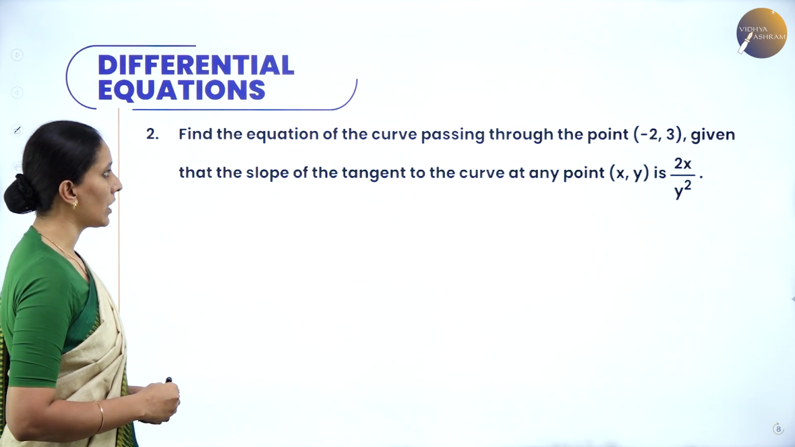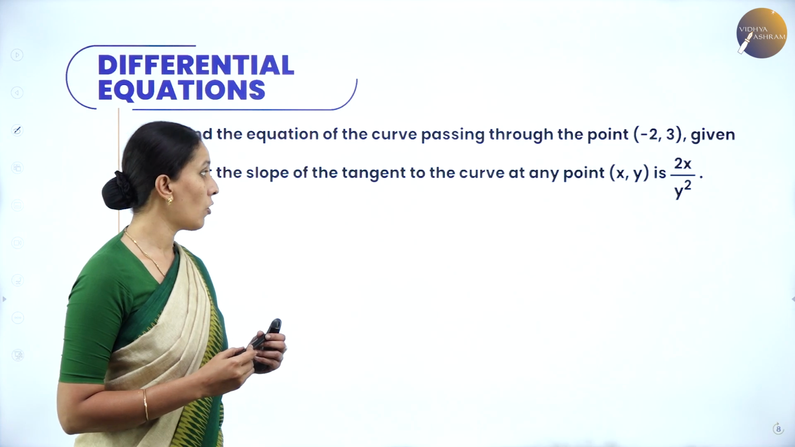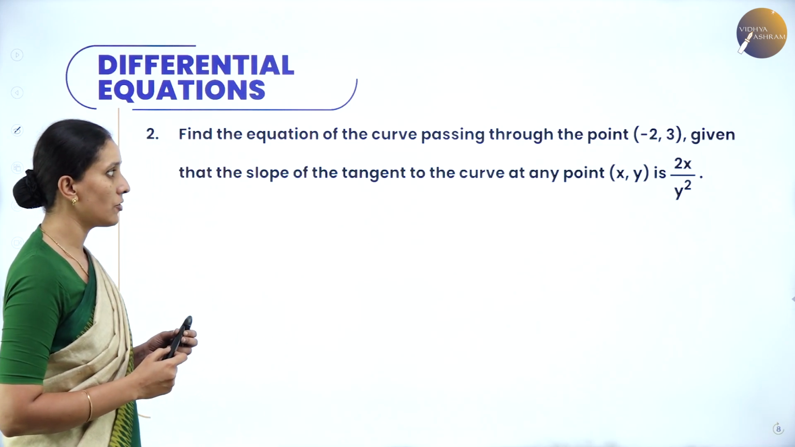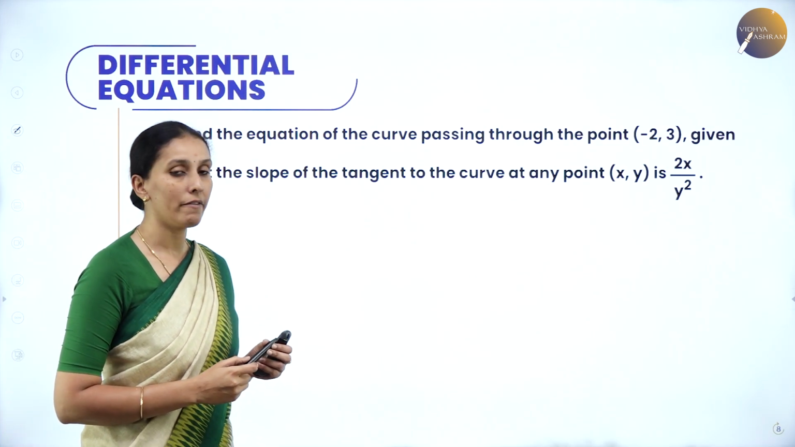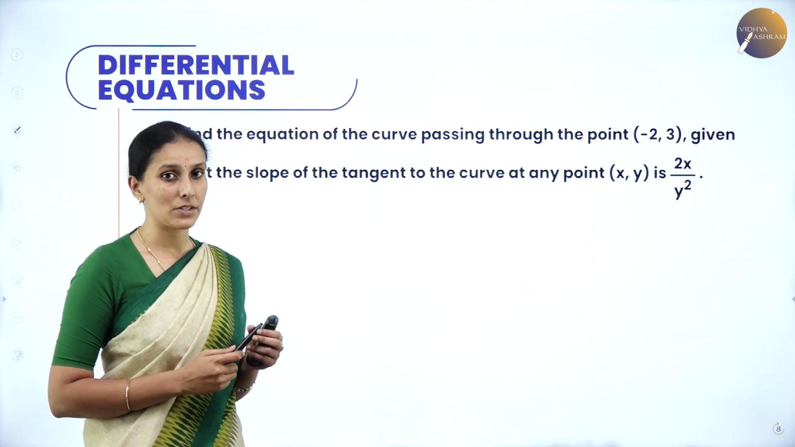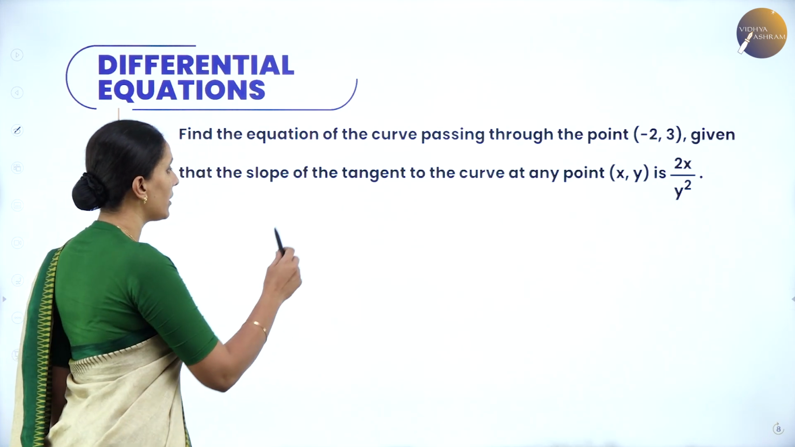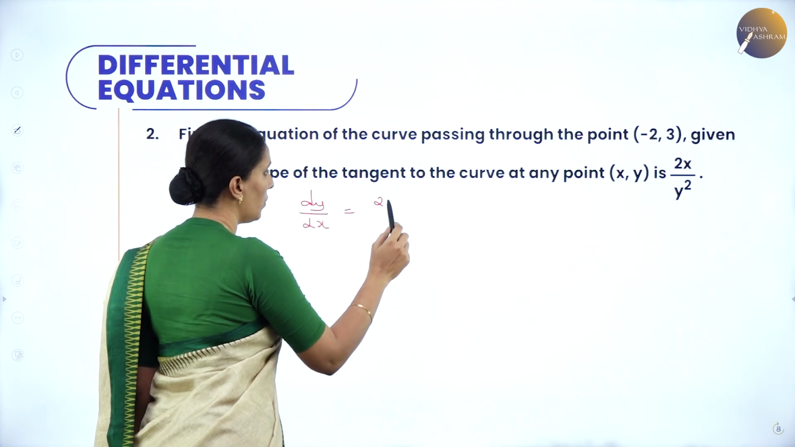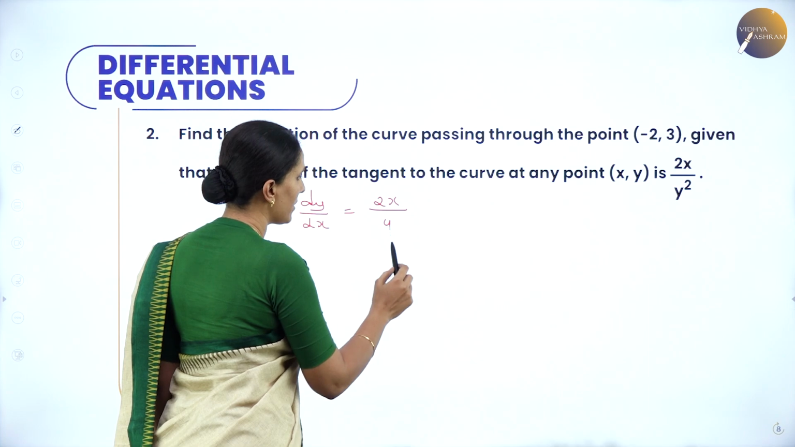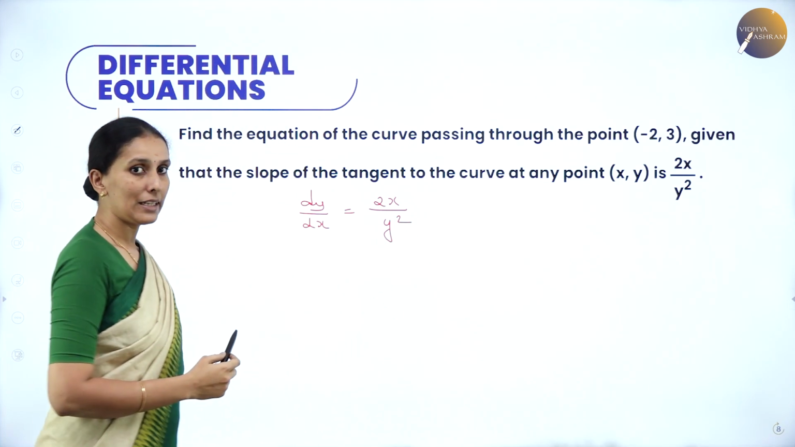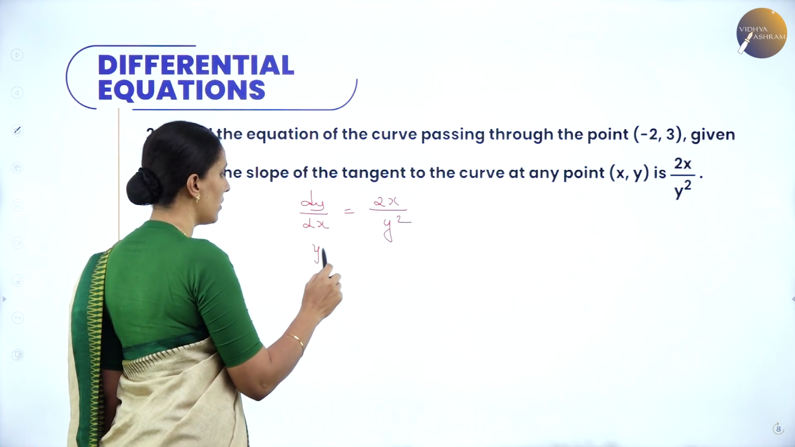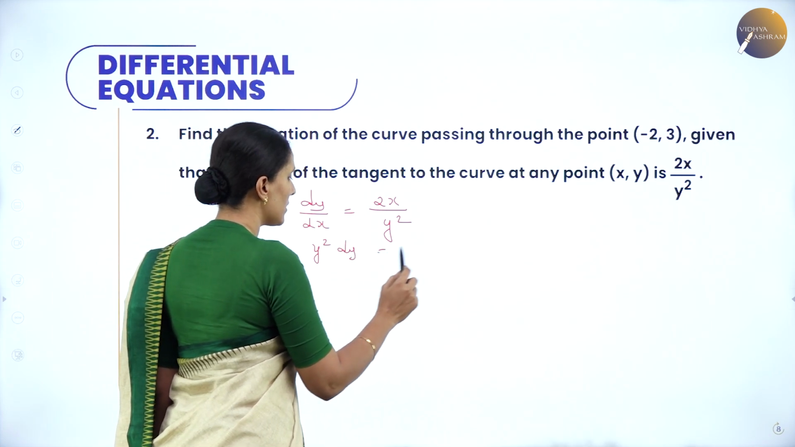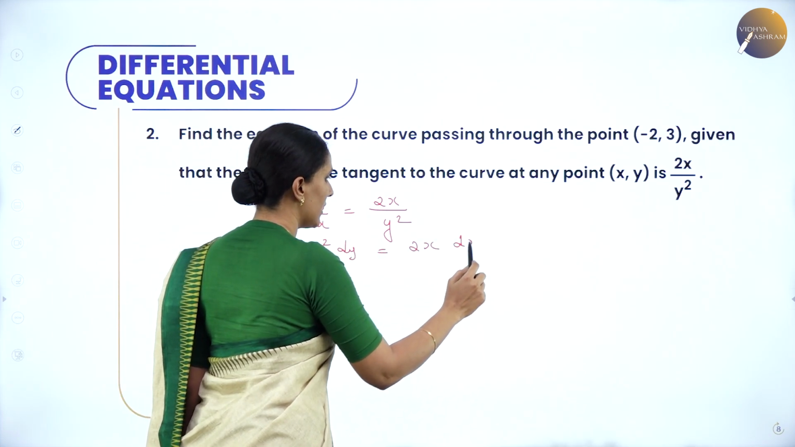Find the equation of the curve passing through the point (-2, 3) given that the slope of the tangent to the curve at any point (x, y) is 2x divided by y squared. Now the slope of the tangent is given by dy/dx = 2x/y². Separating the variables, we get y² dy = 2x dx.